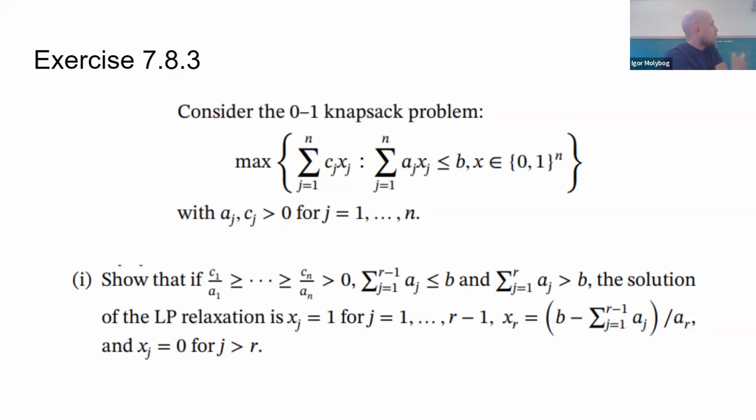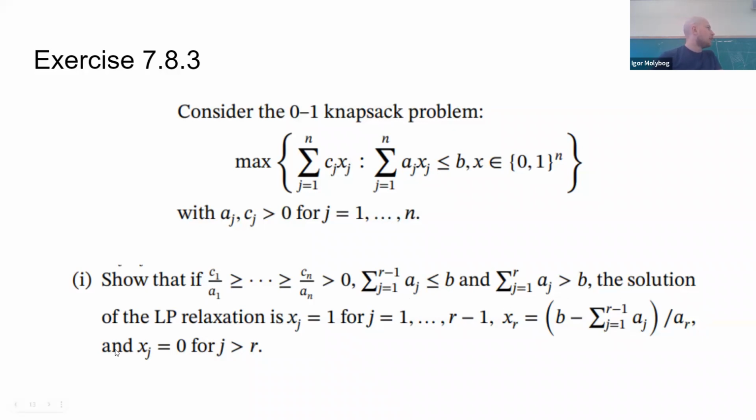So we are facing a problem of a binary knapsack. We have all aj's and cj's greater than 0, and we need to show that if c1 over a1 is greater than or equal to and so forth, cn over an is greater than 0. These are not very important constraints. They are just saying that the problem is not trivial. It just says that it's possible to satisfy the condition, and also not any vector can satisfy the condition.